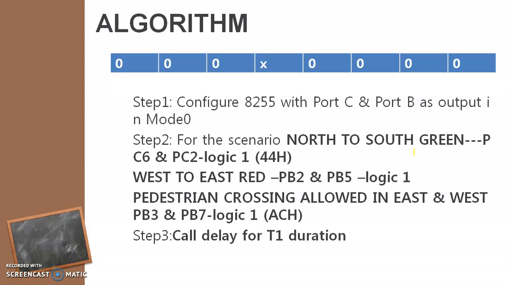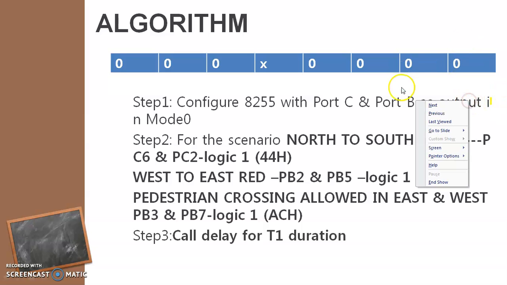Similarly, from west to east, it is red. So PB2 and PB5 should be made logic 1. The pedestrian crossing is also allowed in the east and west, which are the LEDs PB3 and PB7. So those should also be made 1. So in port B, I have to make 4 LEDs as 1: PB7, PB5, PB3 and PB2. When those are made 1 and the other bits made 0, we get the word AC. Then call a delay program for T1 duration.